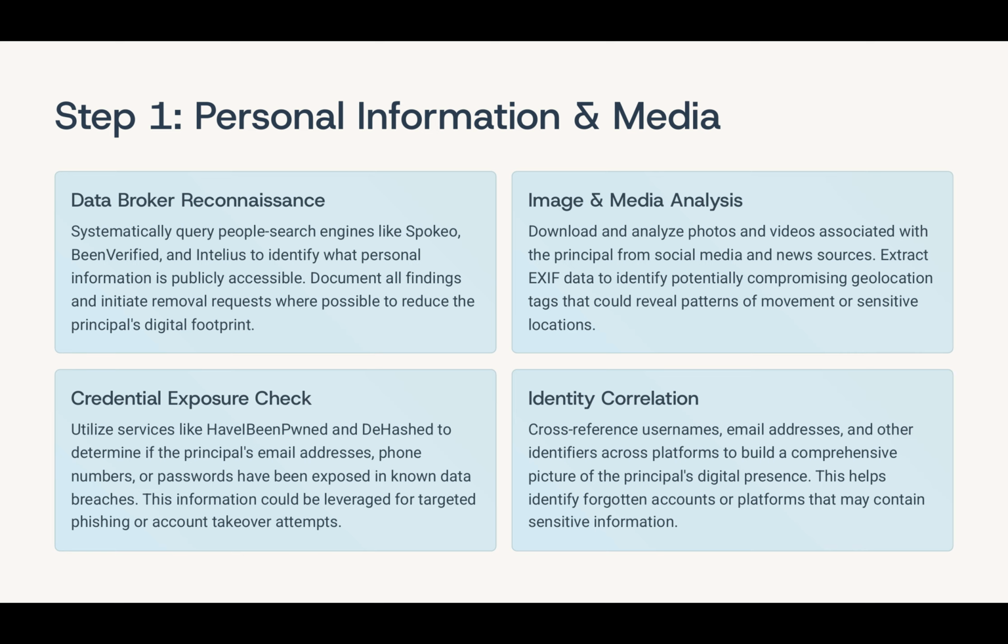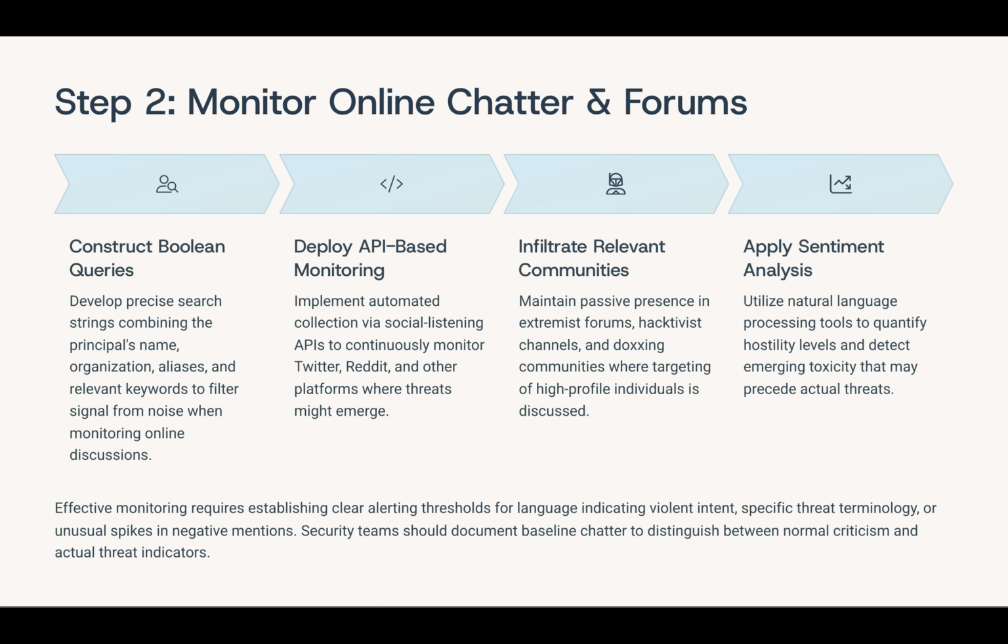Finally, conduct identity correlation. Cross-reference usernames, emails, and other identifiers across various platforms. This comprehensive mapping helps uncover old or forgotten accounts that may surface additional, sensitive information. All of these steps together form a solid foundation for understanding and minimizing your principal's digital exposure right at the outset. Step 2 focuses on actively monitoring and analyzing online chatter and forums for potential risks to our principal.